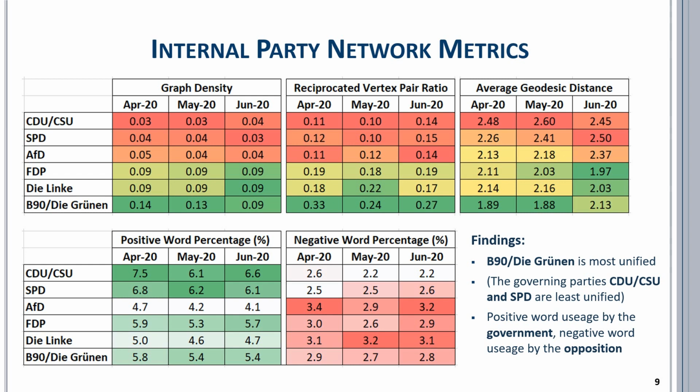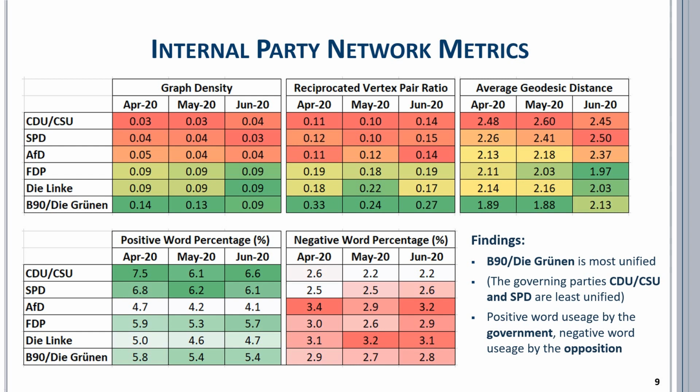In my opinion, high graph density, high reciprocated vertex pair ratio, and short average geodesic distance are indicators for party unification. So that's why I would say that the Green Party is the most unified party in the Bundestag.